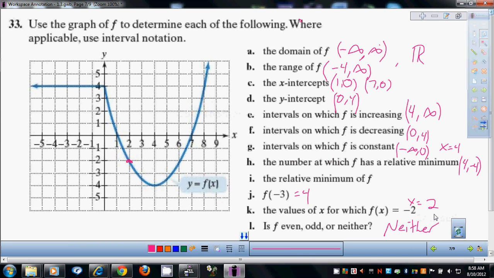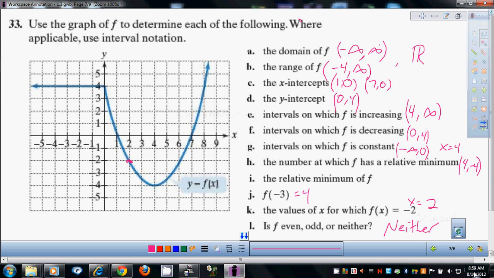Oh, on G, that was a point for which it is neither decreasing nor increasing. Remember that was that ball example we talked about earlier? That is that one exact point where it's neither going uphill nor downhill. All right. Questions?